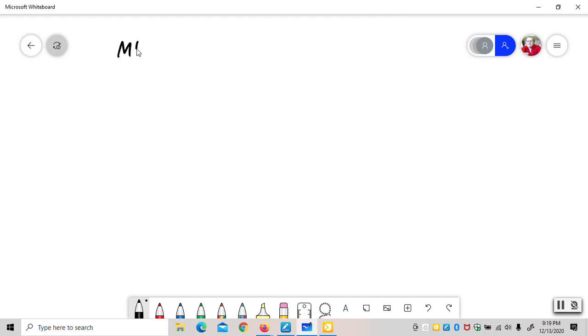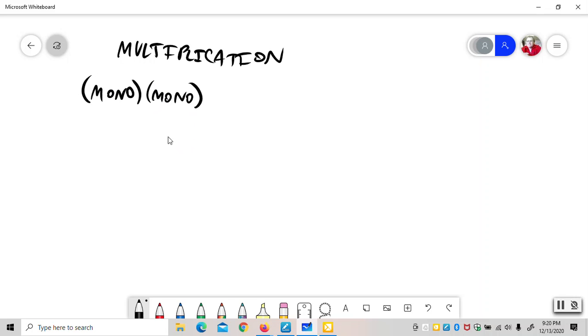What I want to talk about today, though, is multiplication. And there are several different ways you could look at this. You might first of all say a monomial times a monomial. I'm abbreviating, obviously. Like 3x times 5x.